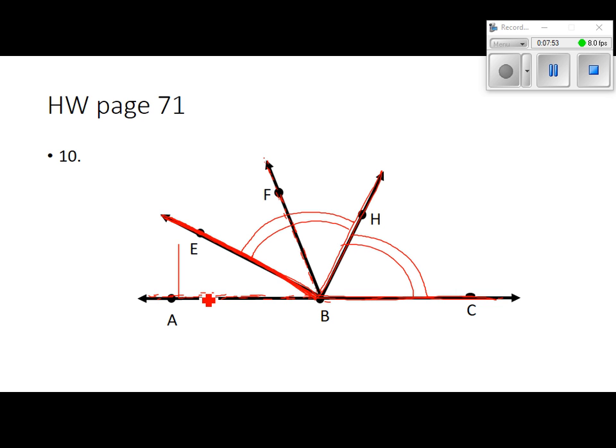If it's getting bisected, what's happening to it? Well, we need a definition quiz next class, don't we? It's getting cut in half. Cut in half. So what do I know about these 2 angles? They're congruent to each other.